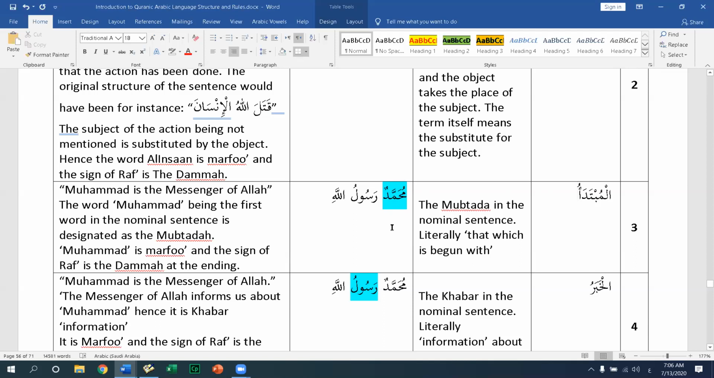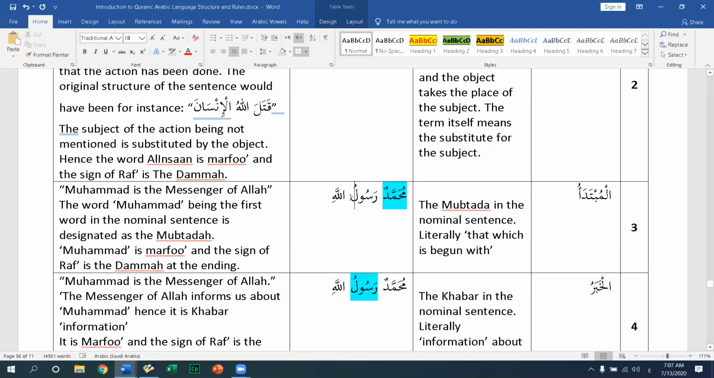Muhammadun Rasulullah, the way we do analysis of this. This is an ayah of Quran, by the way. Muhammadun mubtada'un marfu' wa alamatu raf' dhammatu ala akhiri. Rasulullahi khabarun marfu'un wa alamatu raf' dhammatu ala akhirihi.